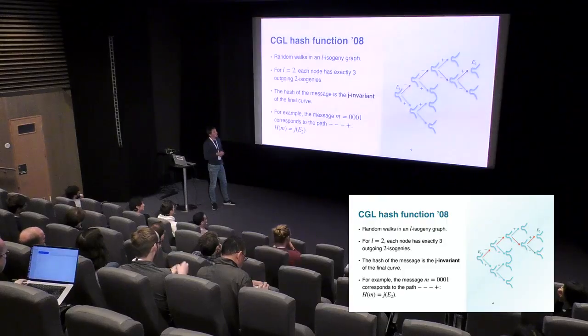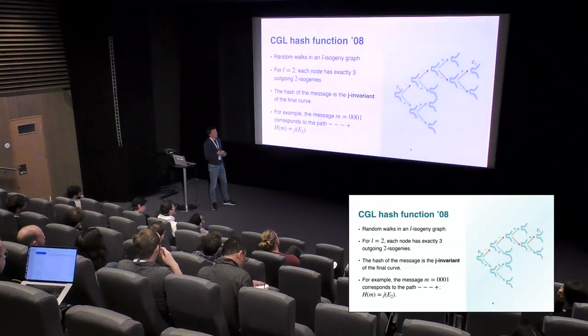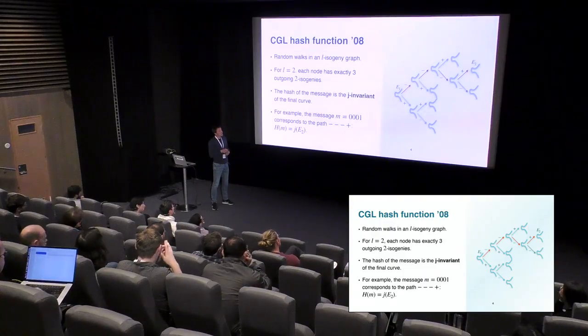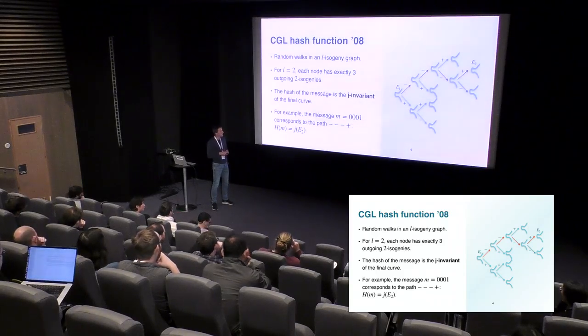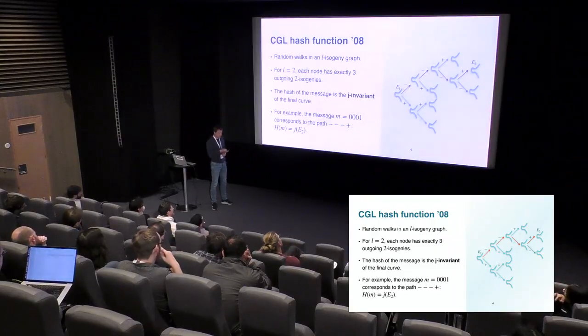So if a message bit is 1, you take this isogeny. If the message bit is 0, for example, you take this isogeny, and the third isogeny is the one you came from. You always start at the same elliptic curve, and the final elliptic curve is the hash of the message. Or more precisely, the j-invariant of this elliptic curve is the hash of the message. So if the message is, for example, 0001, then you take this path: 0, 0, 0, 1. You end up at this elliptic curve, and you take the j-invariant as the hash.